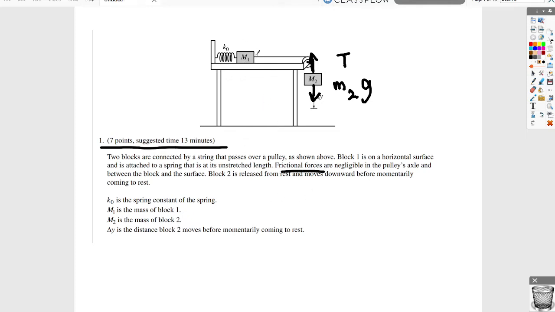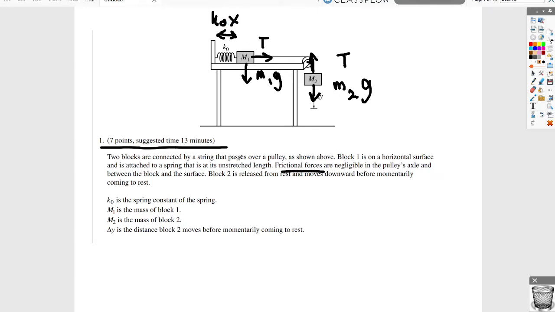This is the normal force. We don't care about the normal force though, because there's no friction. That's T, and that is m1g, which doesn't count in this equation because m1g is just countered by the normal force. And then of course we have a variable force right here, which is the spring force, right? So spring force would be k0x, and it could be in any direction, depending on where it goes, right?